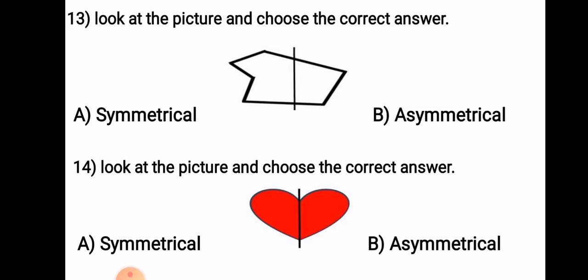And here, we need to look at the picture and then choose the correct word. Symmetrical or asymmetrical? So, what do you think about this shape? Is that a symmetrical shape? Do we have two similar sides here? No. So, it's an asymmetrical shape.